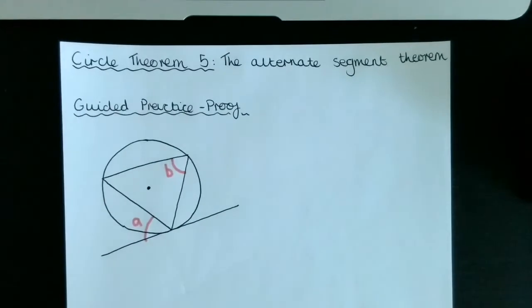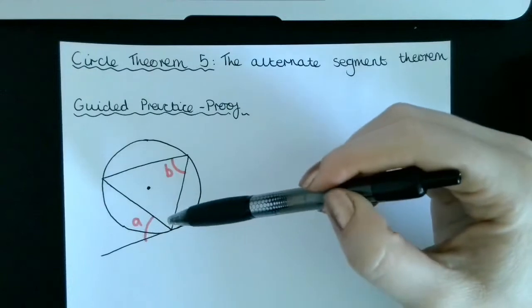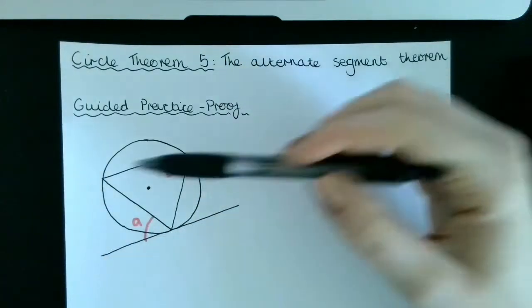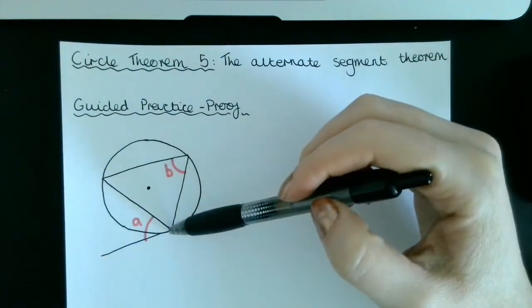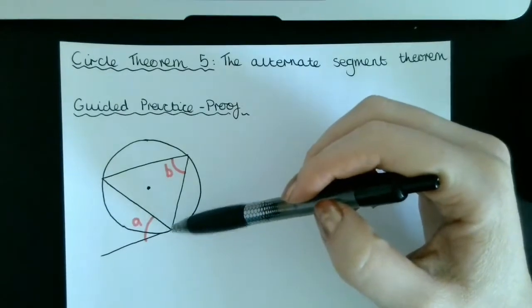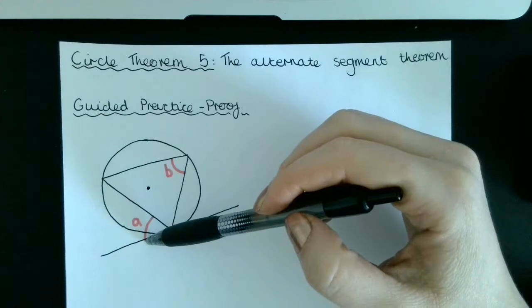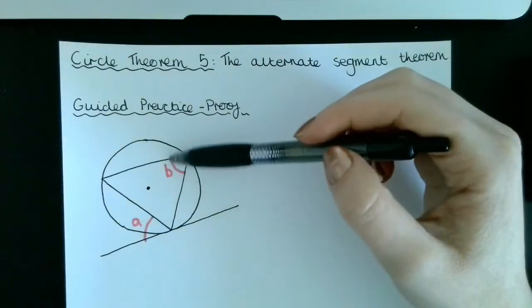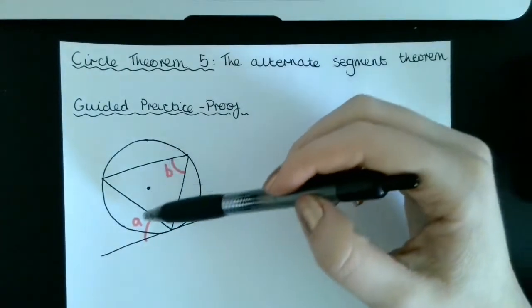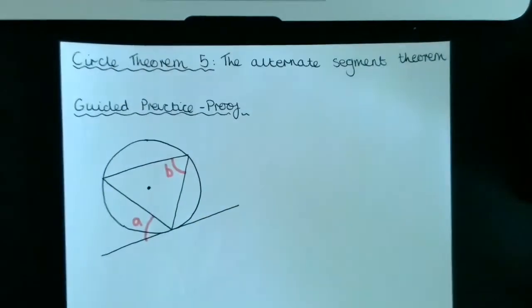Today we're going to look at circle theorem 5. This is the alternate segment theorem. So we've got a diagram here of a circle, we've got a tangent here and a chord that meets that tangent. We want to prove that the angle that the chord makes with the tangent is equal to the angle in the alternate segment. So we want to say that A is equal to B.